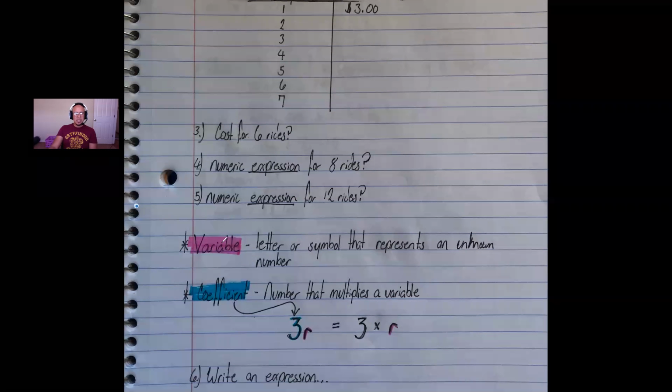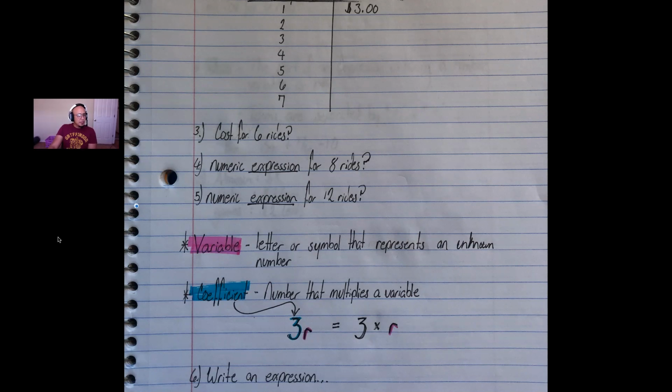So again, in our example, we said that no matter what, you are going to have to pay $3 for each ride, correct? However, I don't know how many rides you're going to go on. That could be 2, it could be 4. That's going to vary from person to person. So therefore, I'm going to use a letter to represent that unknown number. So I don't know how many rides you're going to go on, so I'm going to use the letter R. So the number of rides times 3.